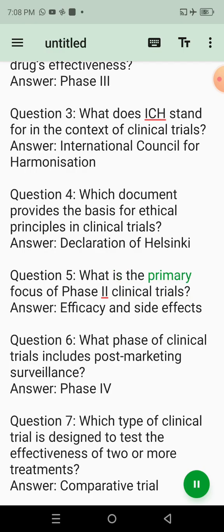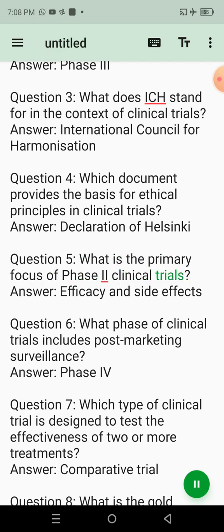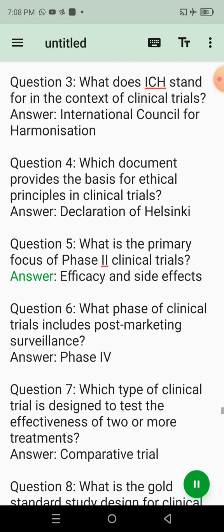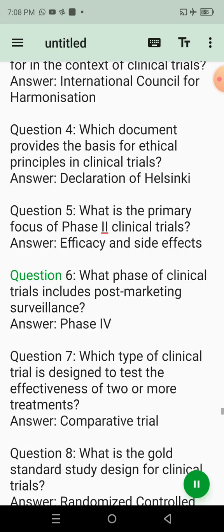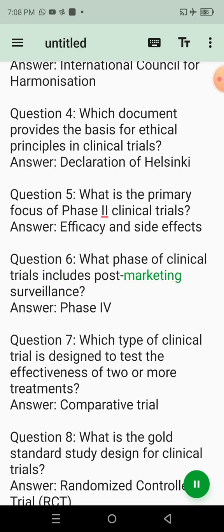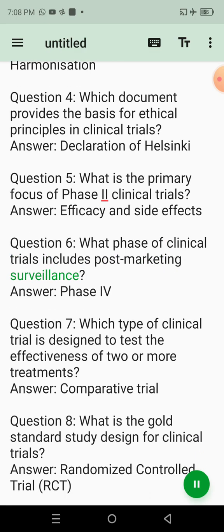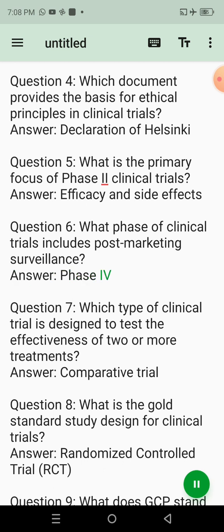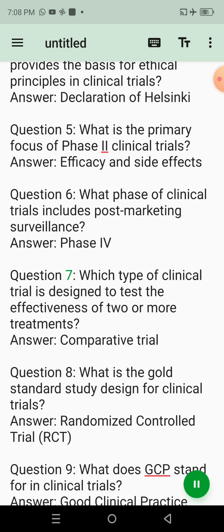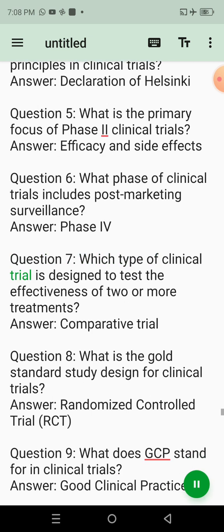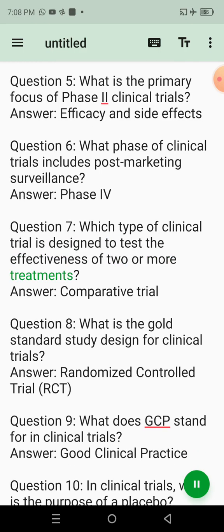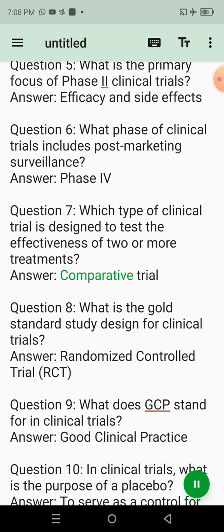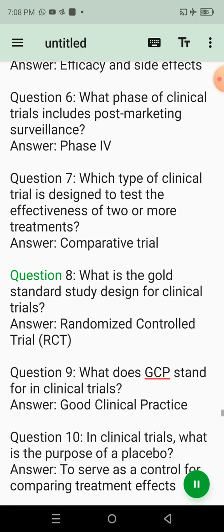Question 5. What is the primary focus of Phase 2 clinical trials? Answer: Efficacy and side effects. Question 6. What phase of clinical trials includes post-marketing surveillance? Answer: Phase 4. Question 7. Which type of clinical trial is designed to test the effectiveness of 2 or more treatments? Answer: Comparative trial.